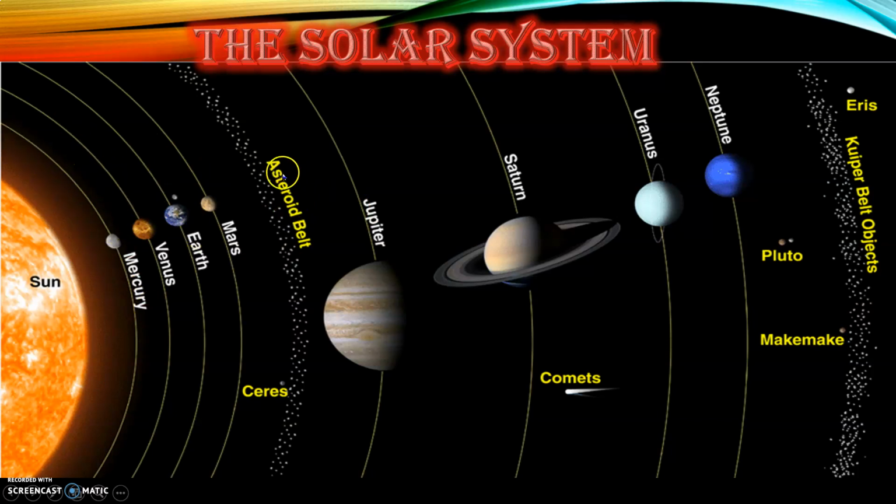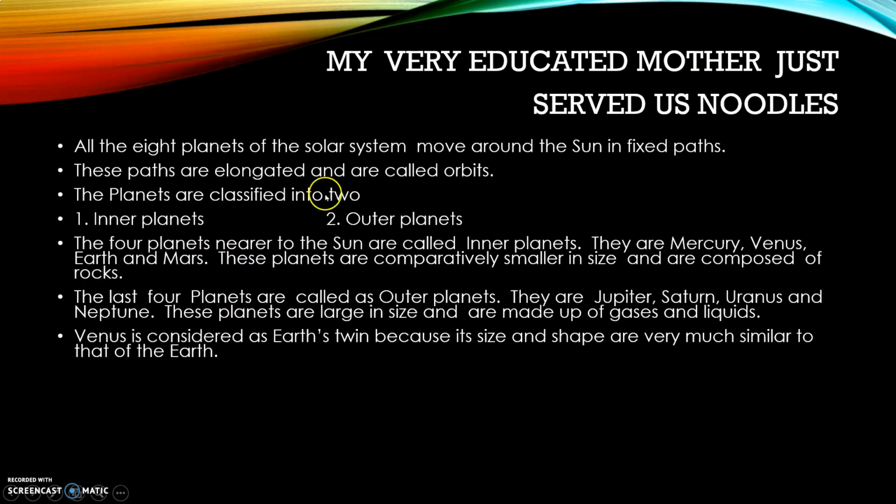For every planet, one orbit is there, and these 4 are called inner planets and these 4 are called outer planets. What are inner planets? Mercury, Venus, Earth, Mars. What are outer planets? Jupiter, Saturn, Uranus and Neptune. So in size, inner planets are small compared with outer planets. Okay children, see here. Planets are classified into 2, inner planets and outer planets. The 4 planets nearer to the sun are called inner planets. They are Mercury, Venus, Earth and Mars.